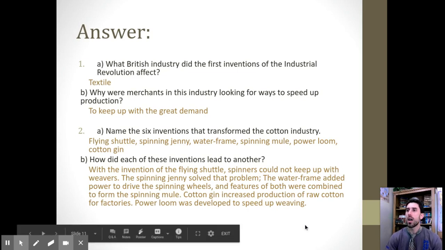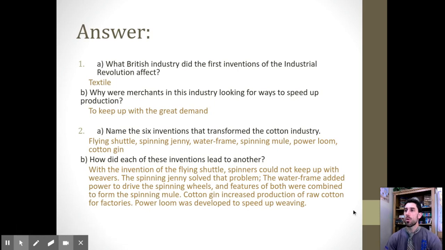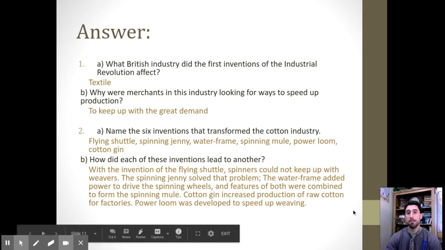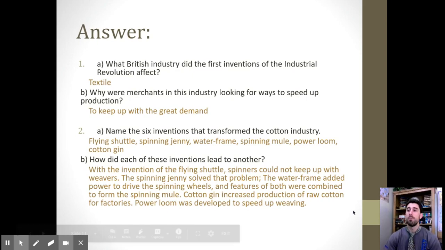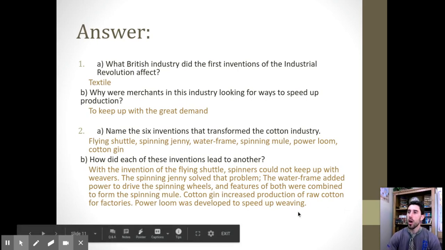And then creating a demand for the cotton or the raw material. The cotton gin increased production of raw cotton for factories, so you could spin even faster. And finally, the power loom was developed to speed up weaving and use mechanical water power, or steam power later on, to power looms in factories to create mass production of textiles, cotton fabrics.